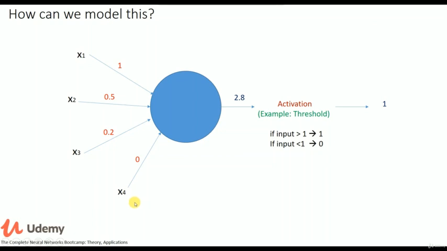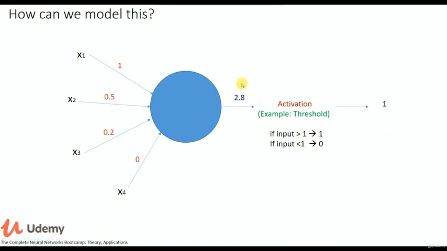So therefore we need to model this output. One of the activation functions is the threshold, which is the simplest one. We say that if this output is bigger than or equal to 1, then output 1, and if it's smaller than 1, then output 0. So in this case, 2.8 is larger than 1, therefore the output becomes 1. And remember, 1 means pass. That means this person will pass the exam, because we're predicting. So remember, 1 means will pass the exam, and 0 means doesn't pass the exam.